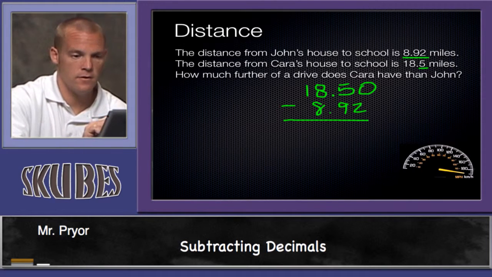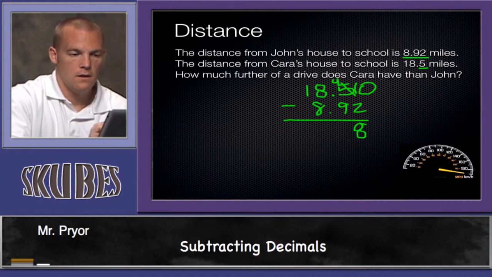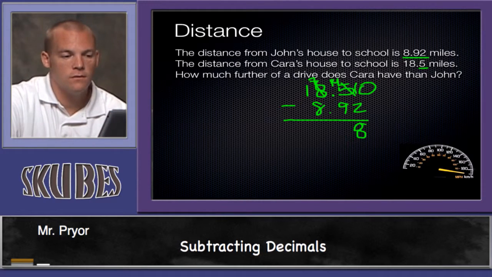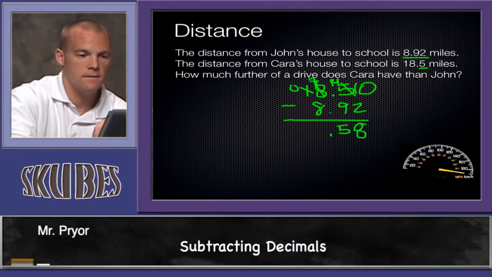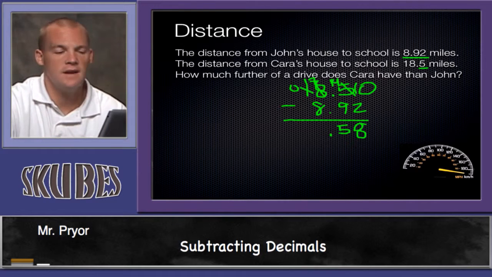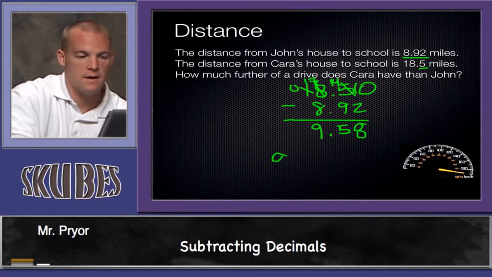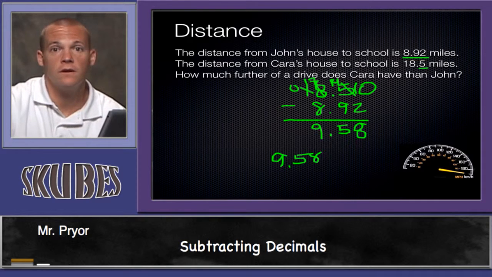All right, so now we're going to borrow. And that would give us 10 minus 2, which is 8. Borrow one more time, which is going to make the 4 14. 14 minus 9 is going to be 5. We got to borrow one last time. 17 minus 8, and that's going to give us 9. So there's a difference of 9 miles and 58 hundredths. All right, that's been a quick tutorial on how to subtract decimals.